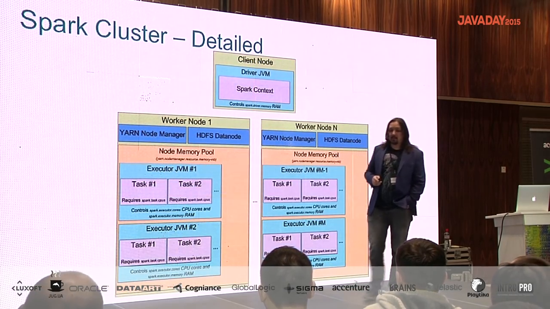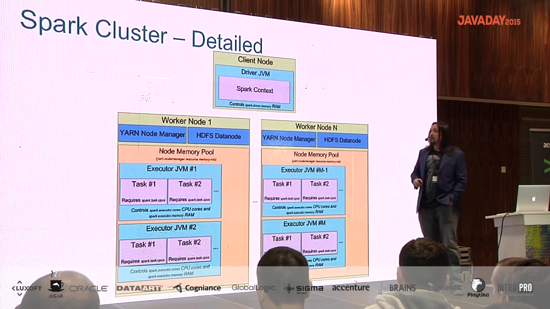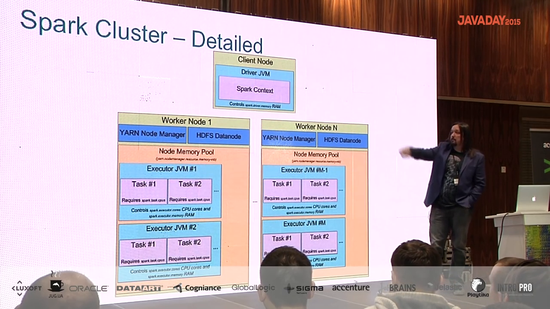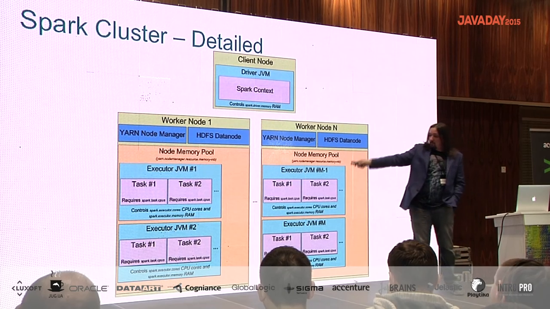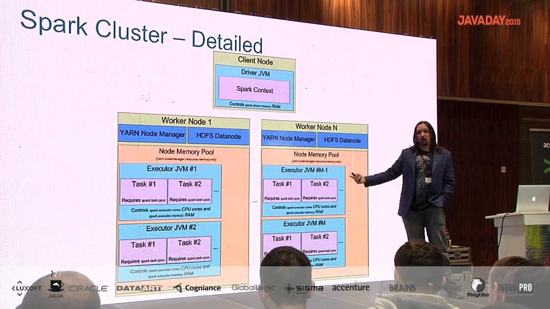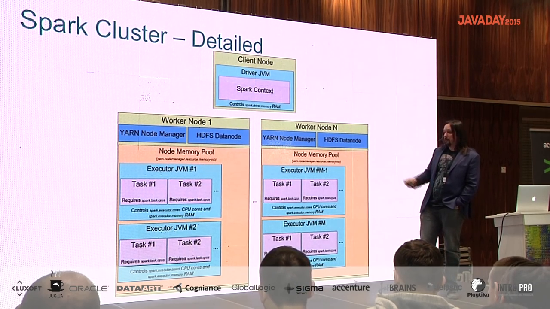Okay, here is a more detailed picture about what it is and how it looks like. So we got a client node, we got a driver JVM, inside of it we got a Spark context. Then we got a number of worker nodes. On each of the worker nodes, we can have a number of executors. It's not necessary to have only one. You can have 5 of them, 10 of them. It's completely up to you to set this number.